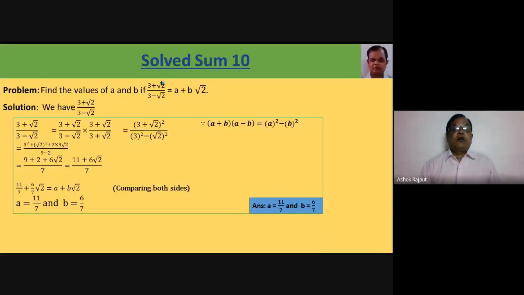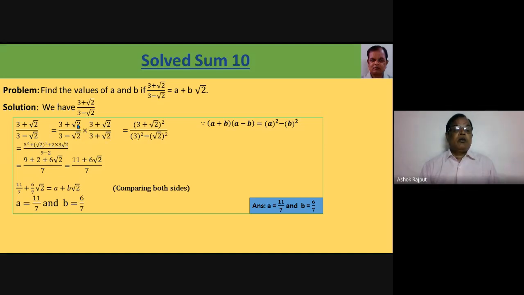First we rationalize our problem and then compare to the a plus b root 2. Now we are going to solve it as we have only 3 plus under root 2, 3 minus under root 2, then multiply both numerator and denominator by 3 plus under root 2 after changing the sign.